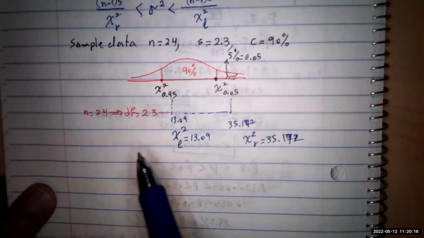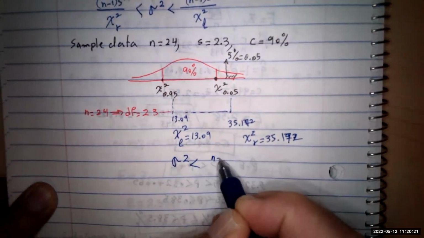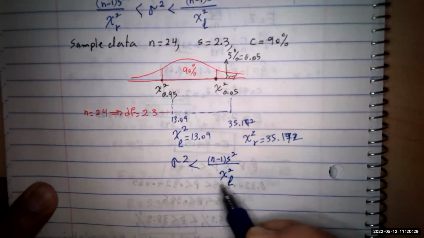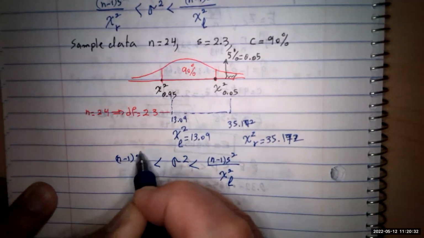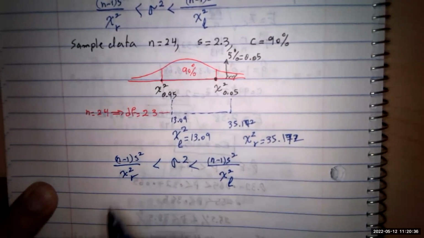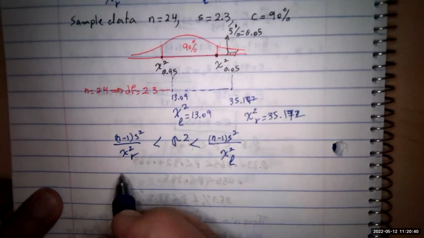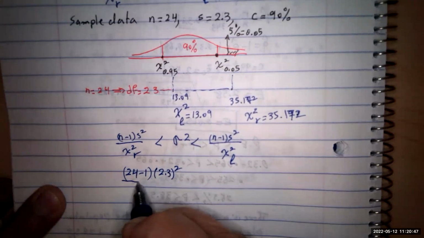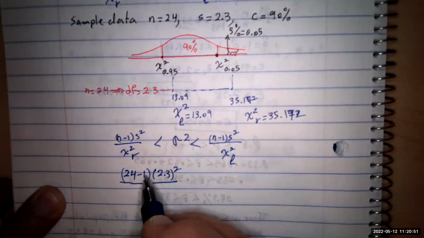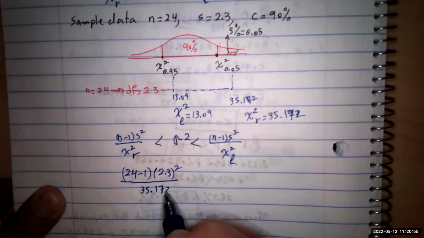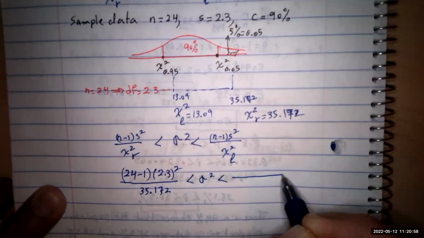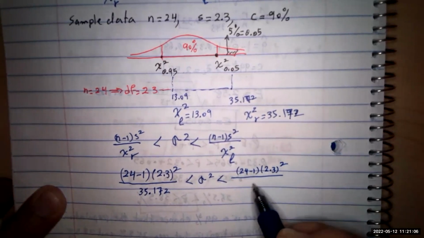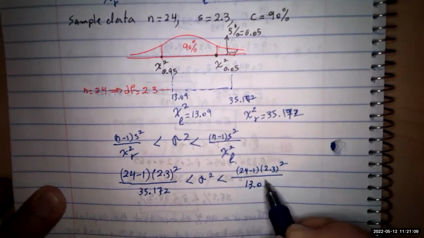Okay, so there you are. I repeat the formula. So I need the sigma squared. It's n minus 1 times s squared over chi squared to the right, and n minus 1 times s squared over chi squared to the left. Substitute n of 24, so that's 24 minus 1, S is 2.3, 2.3 squared, divided by the chi squared to the right, 35.172. That's for sigma squared. And repeat, 24 minus 1 times 2.3 squared, divided by 13.091.